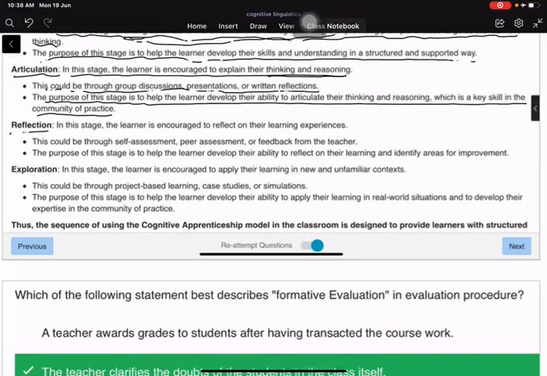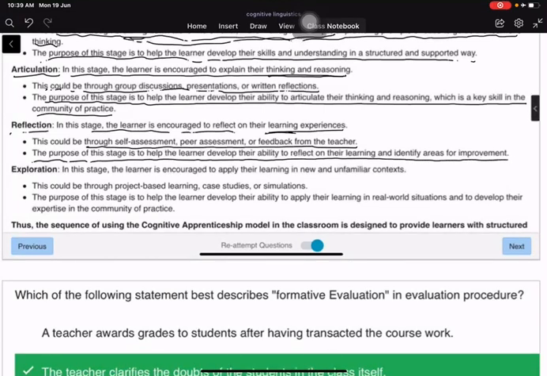Now, reflection. In this stage, the learner is encouraged to reflect on their learning experiences. This could be through self-assessment, peer assessment, or feedback from the teacher. The purpose of this stage is to help the learner to develop their ability to reflect on their learning and identify areas for improvement. Now, exploration.